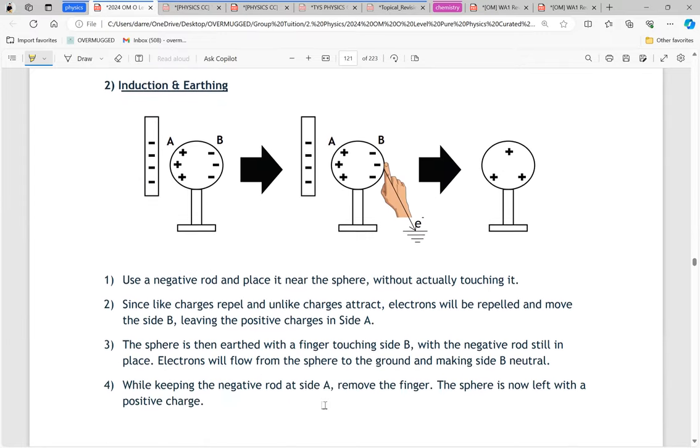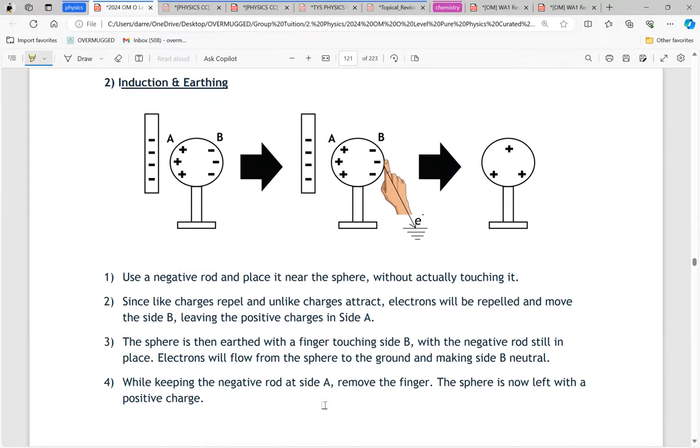The big one here, this is also another problem, the word earthing. Now, I know a lot of you haven't learned this chapter yet, but I just want to bring in the idea of earthing. Earthing basically means if you use a wire or you use your hand to touch a conductor, electrons are able to either move in or to move out freely.